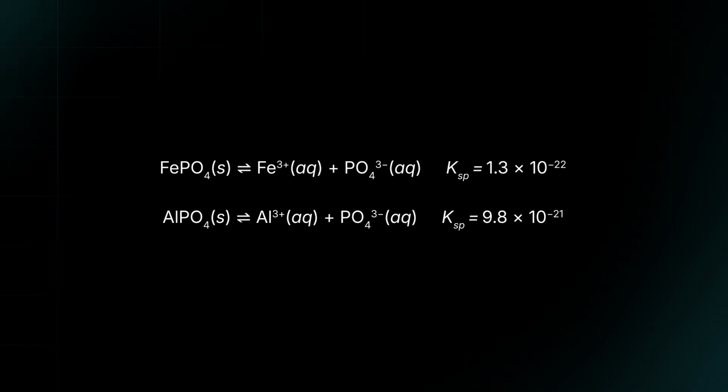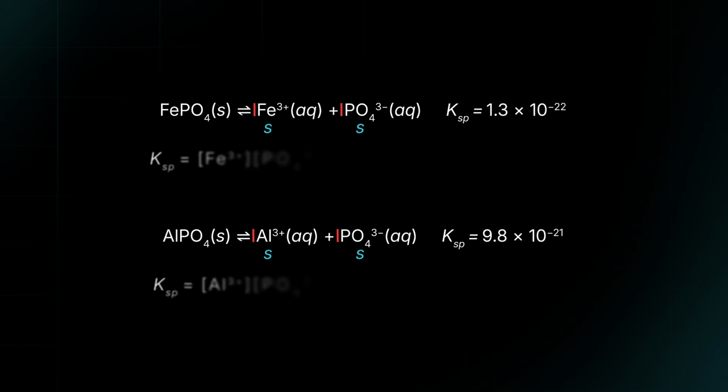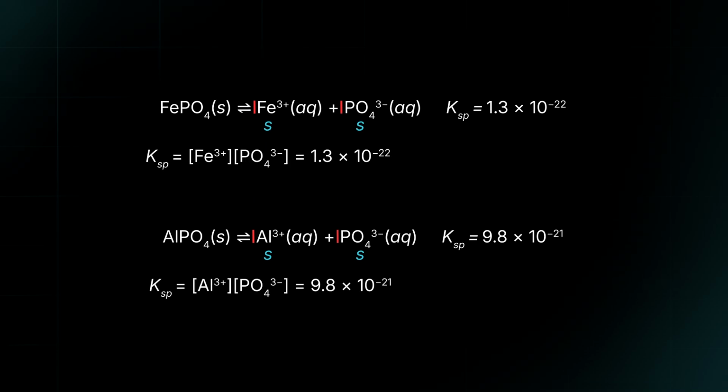In this comparison, each formula unit of these salts produces one cation and one anion when it dissolves. That means if the solubility of the salt is S moles per liter, the concentrations of both ions are also S. Now, let's use KSP to determine solubility. Since this is an equilibrium, we can write an expression for the reaction quotient, Q. Because solids don't appear in equilibrium expressions, we only include the dissolved ions. From this, we can set up the KSP expression for solubility.